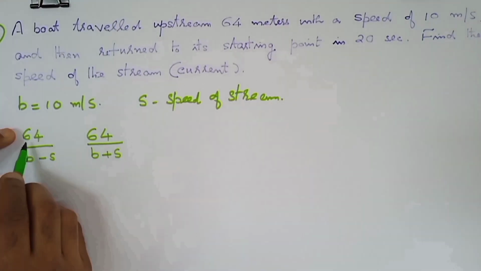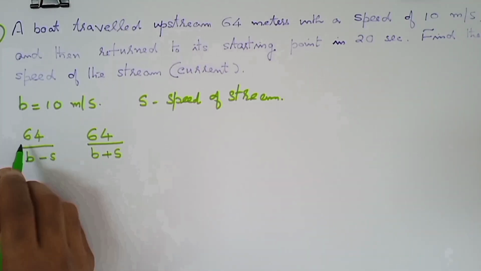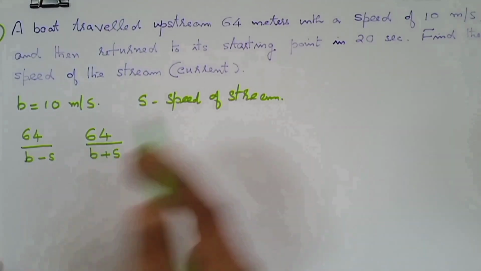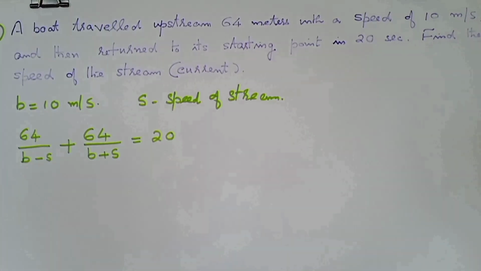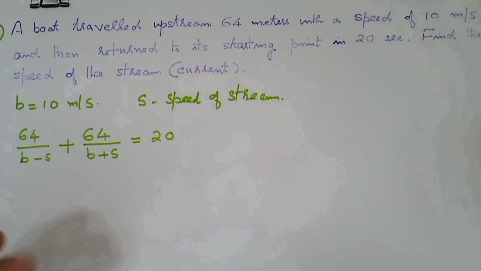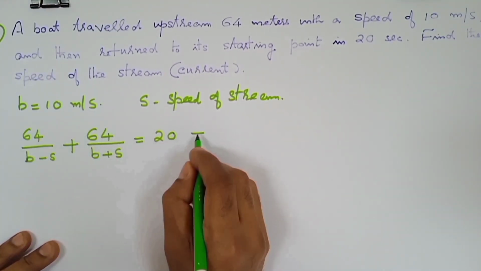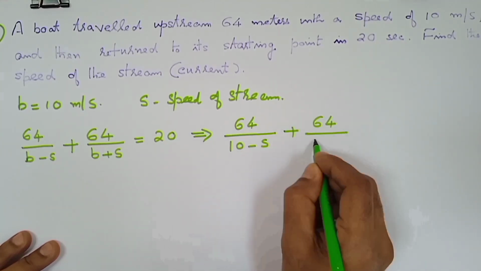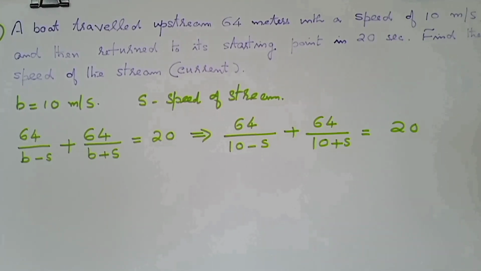Now look at this. This is the distance, this is the speed. So this will be the time taken for the onward trip, and this will be the time taken for the return trip. And totally the problem says the boat has taken 20 seconds. We got a simple equation in B, and of course I forgot to substitute B. B is given to be 10. So this will be 64 by (10 minus S) plus 64 by (10 plus S) equal to 20. We got a simple equation in S. All you need to do is just solve this.